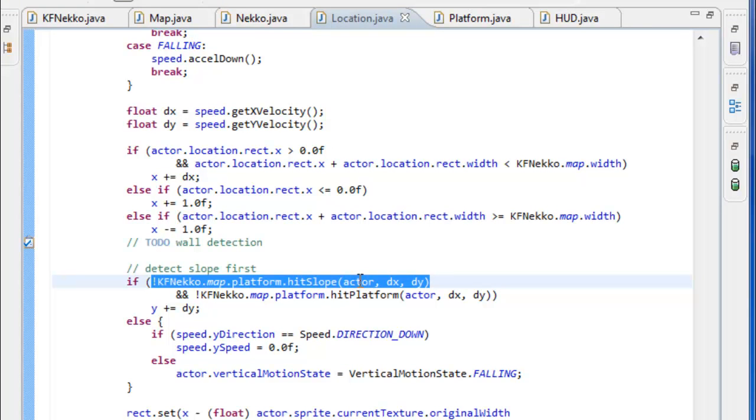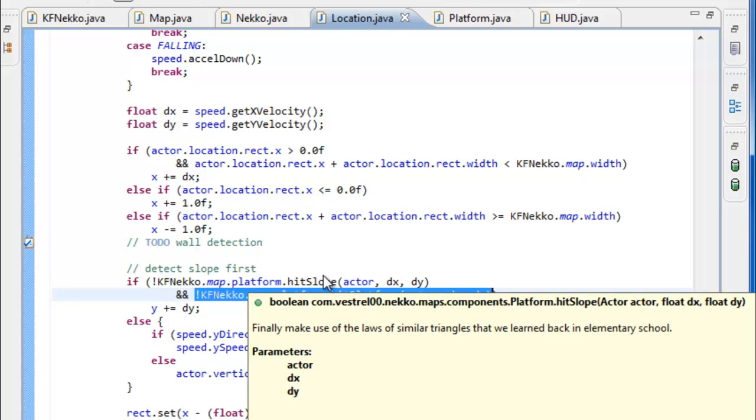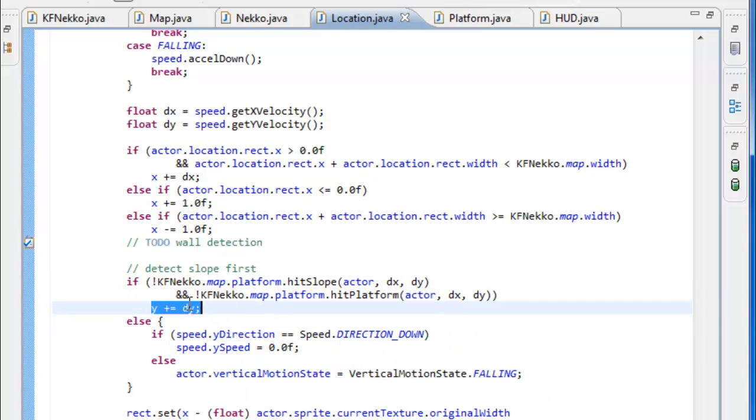Now, what if it's false? What if we did not hit a slope? This will return false, and then you negate it, this will return true. And so we're going to move on over here and then check if we hit a platform. Now, if we don't hit a platform or we don't hit a slope, then we're going to change our y based on the dy. Otherwise, we're going to set, right? And there's also another reason why we want to check for whether we hit slope first or not.